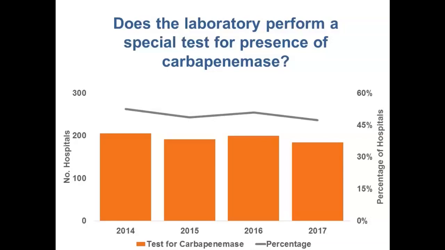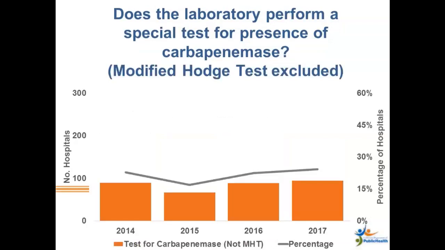So when we asked about whether people test for carbapenemases, I was a bit surprised. It's a relatively high number and kind of stable over time. The gray trend line shows the overall proportion. The orange bars show the number of hospitals. And you can see between 45 and 50% of hospitals do some form of carbapenemase testing. But when we excluded the modified Hodge test, those numbers really went down.